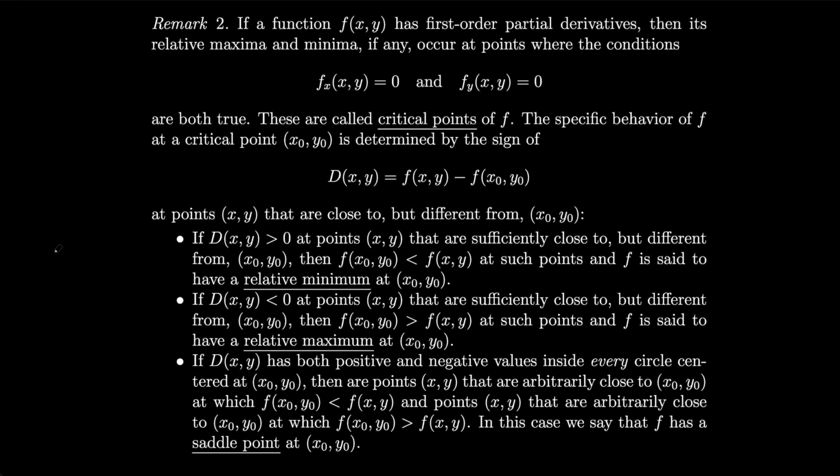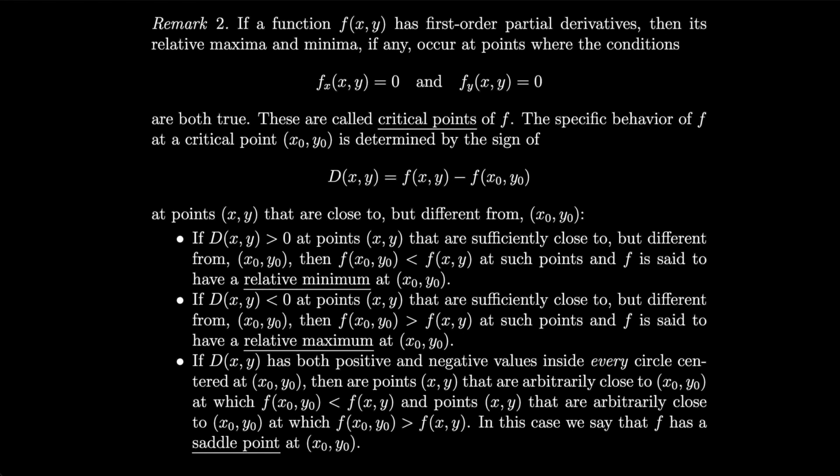If a function f(x,y) has first-order partial derivatives, then its relative maxima and minima, if any, occur at points where the conditions fx(x,y) = 0 and fy(x,y) = 0, remember these are the partial derivatives, are both true. These are called critical points of f. The specific behavior of f at a critical point (x0, y0) is determined by the sign of D(x,y) = f(x,y) - f(x0,y0) at the points (x,y) that are close to but different from (x0, y0).